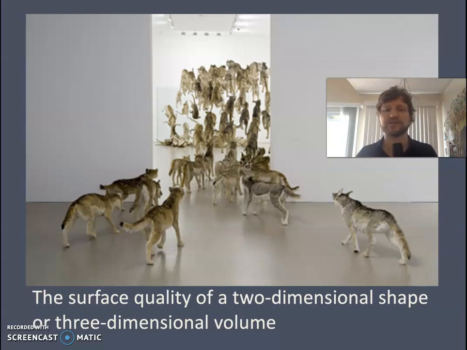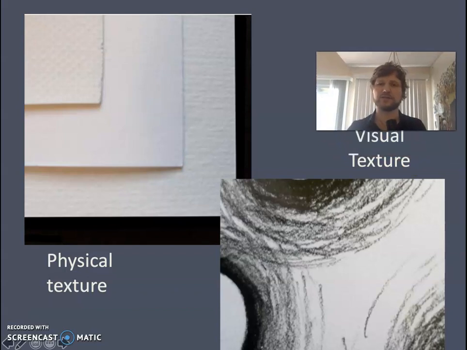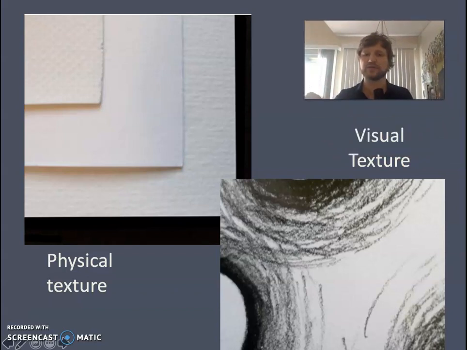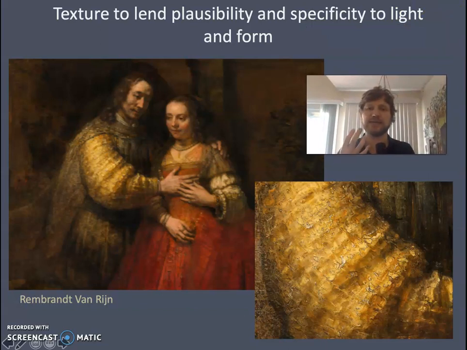But texture is basically just the surface quality of a 2-dimensional shape or 3-dimensional volume. So physical texture might be like the kind of tooth that your paper has or the surface that you're making your art on. And then there's also visual texture or the illusion of texture, which is like creating the illusion of fuzziness or shininess or whatever it is through the skillful manipulation of your materials. So texture is great for making something feel realistic and plausible. And in this painting by Rembrandt, what he did for the sleeve is he ground up little gems and mixed it in with the paint, and then the light hits the painting and suddenly it looks luminous and beautiful and it looks real in a certain way.